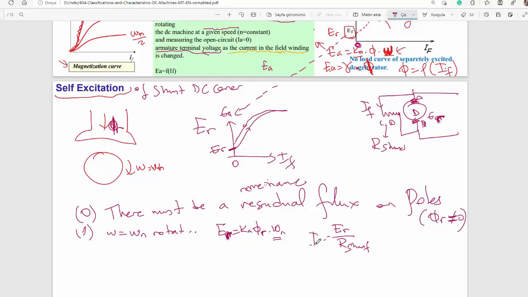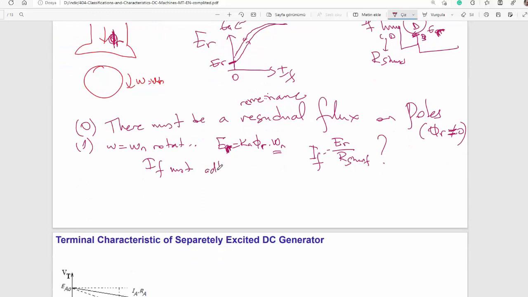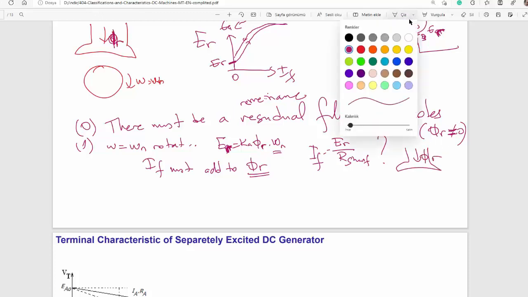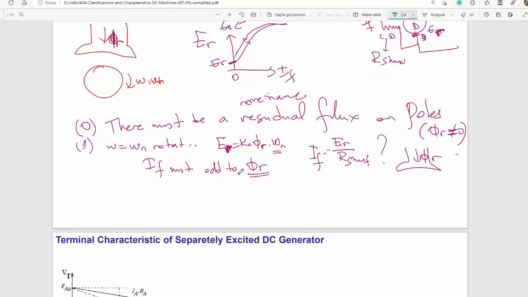And after having ER over R shunt, let's say the shunt field coil, R shunt, here is the field current. The field current must add to phi R. What I mean, in the poles there was residual flux, and then you have induced some electromotive force. It caused some field current. That field current will generate some field, and it must contribute to the first one.